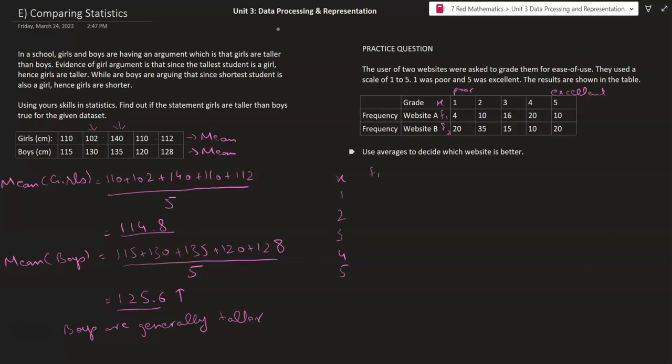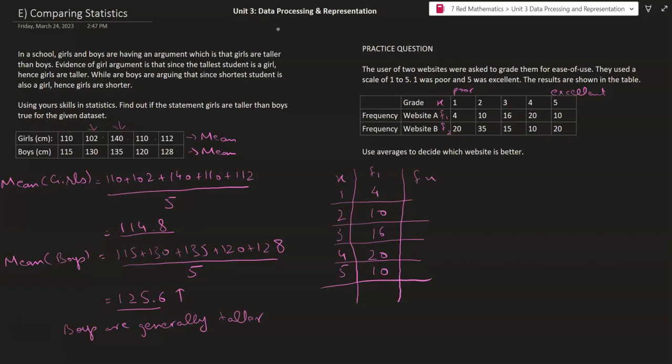4 people have rated 1, poor, for website A, 10 people have rated 2, 3 rating is given by 16 people, 4 rating is given by 20 people, and 5 rating is given by 10 people. So we are going to make a table just like this. Now what we have to do is take f of x.